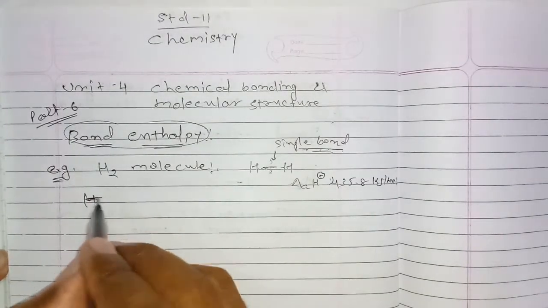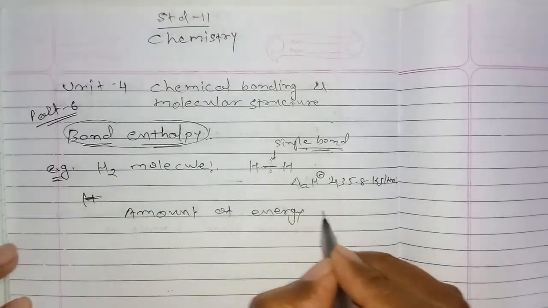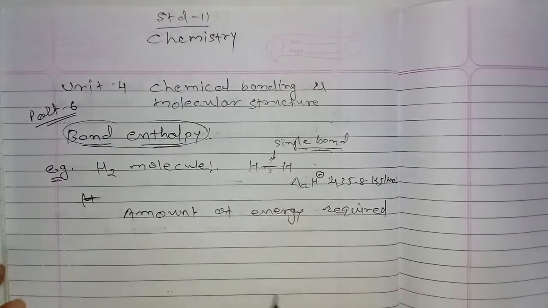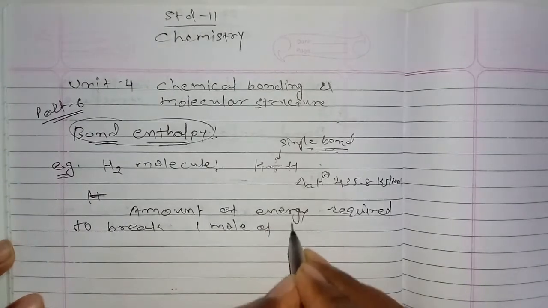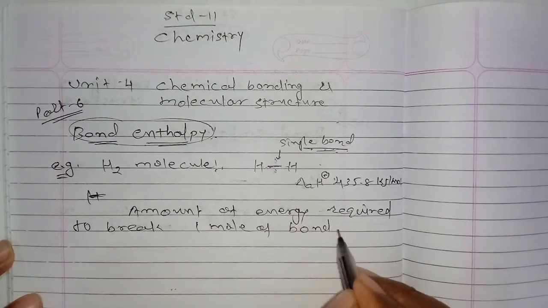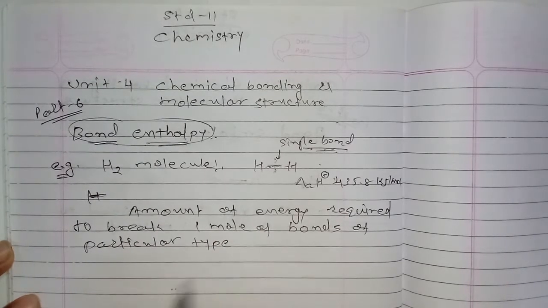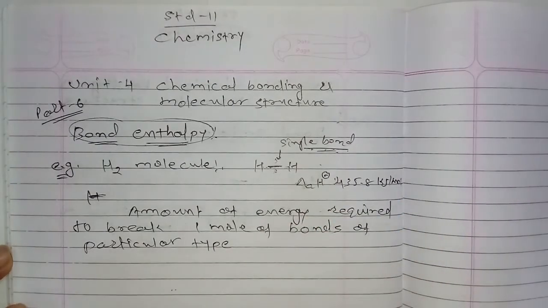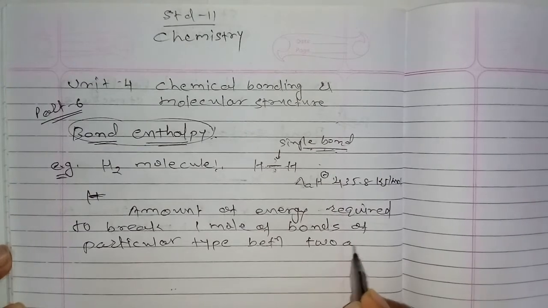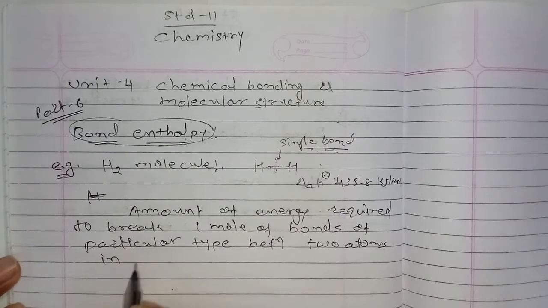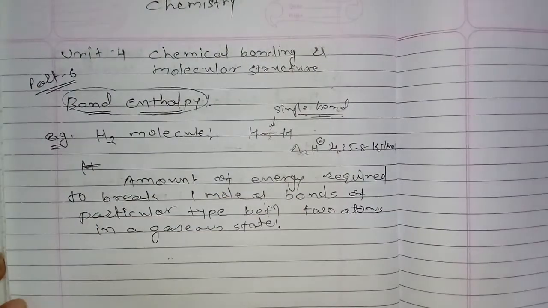Here, the amount of energy required to break 1 mole of bonds of a particular type, either single bond, double bond, or triple bond, between two atoms in a gaseous state, is called bond enthalpy.